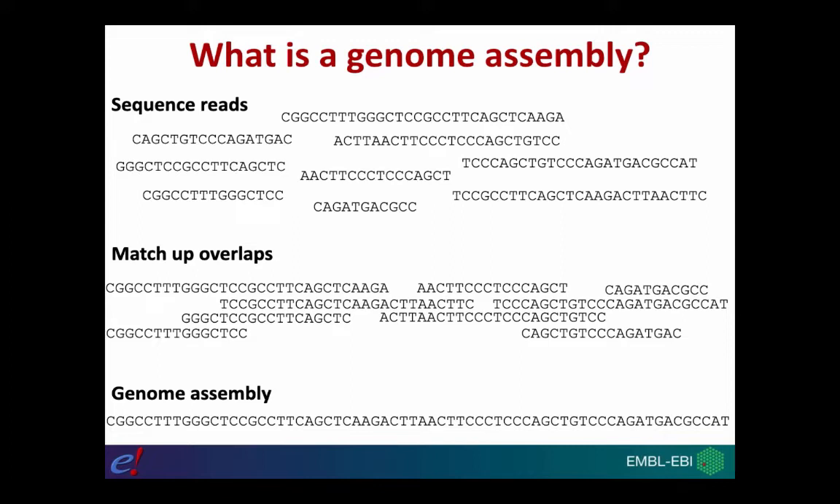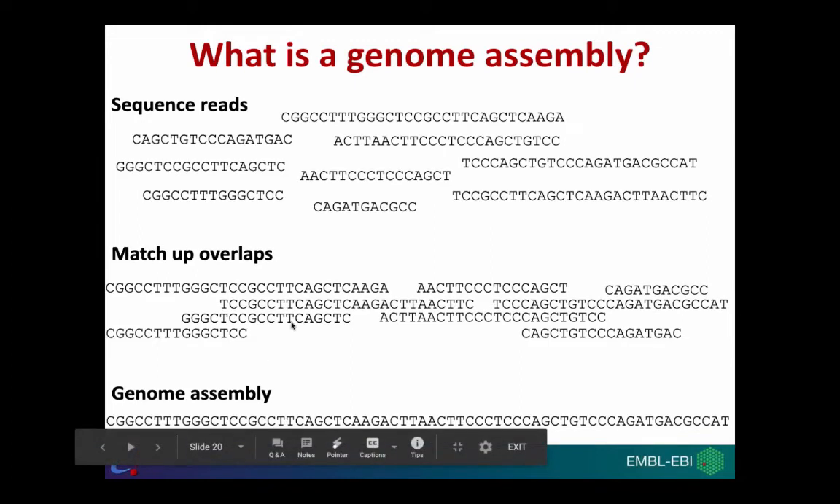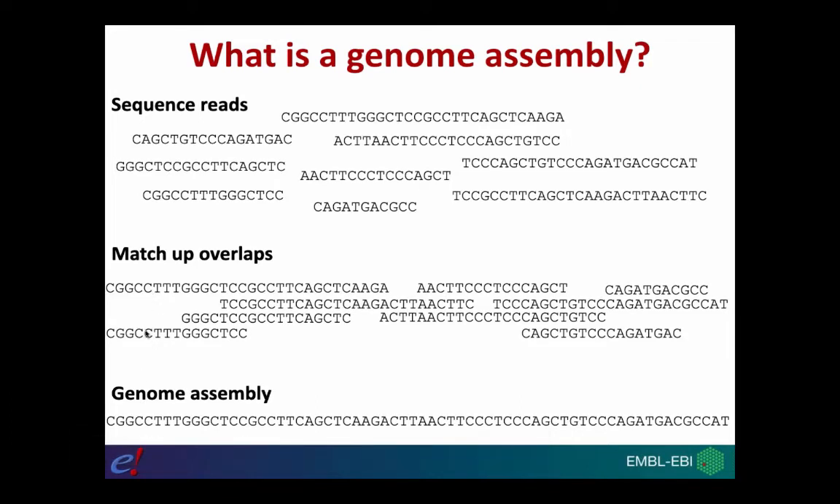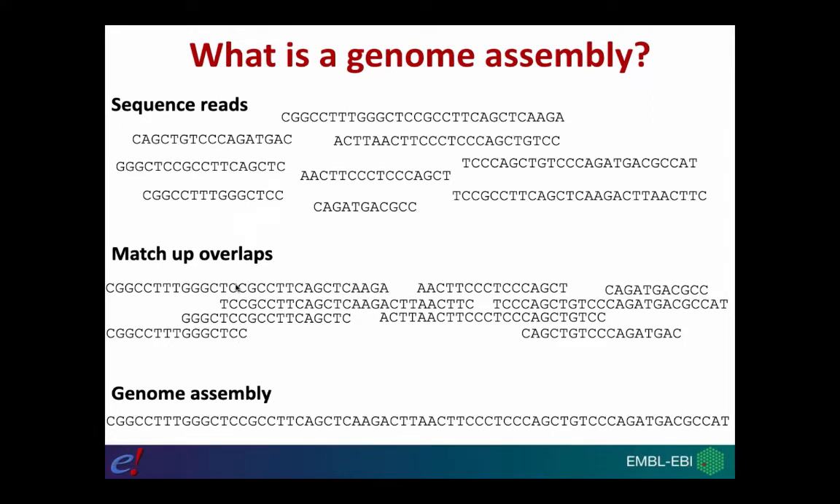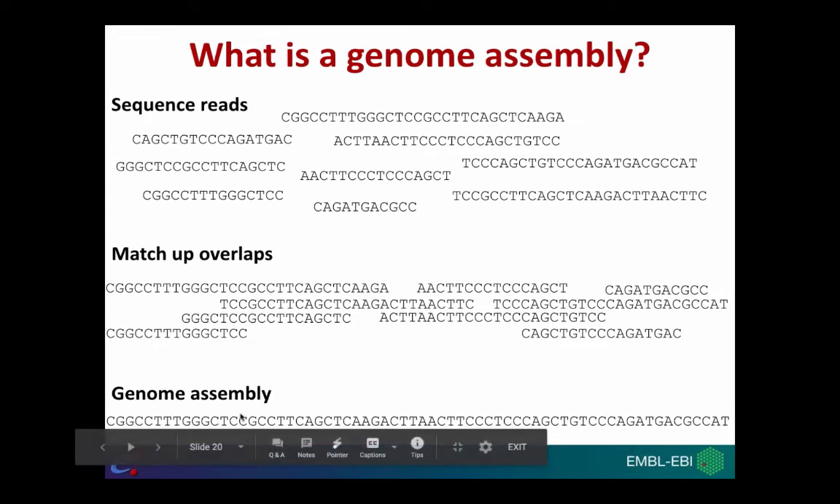Then these sequenced reads are matched up where they overlap. So you can see that's the second part of my diagram here. And then the final step is to infer the genome assembly from these matched up overlaps. So you can see here, for example, there's these two reads that agree at this position. There's a C. So in the genome assembly, we have a C. And the same here, we have another C that's actually agreed upon by these four separate reads, 1, 2, 3, 4. So we have a C at this position in the genome assembly.